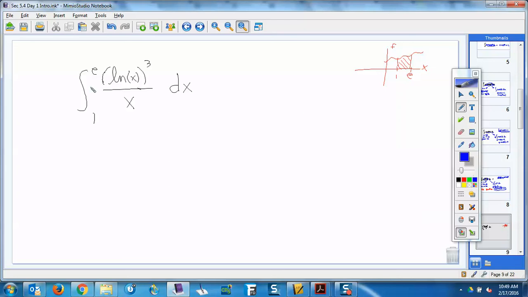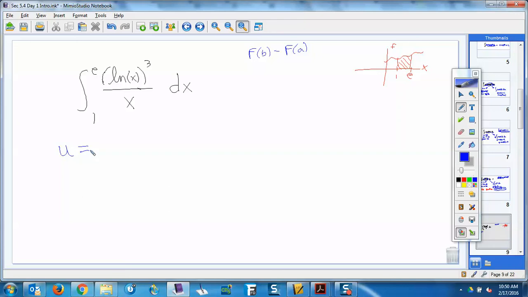All right, we start out the same way. Remember, it's big F of b minus big F of a that we want. The first part of that is finding the antiderivative. We don't need the plus C, but we need the antiderivative. So everything we do is still the same. We're going to pick a u. What do you think would be a good u? ln x, because it's on the inside.